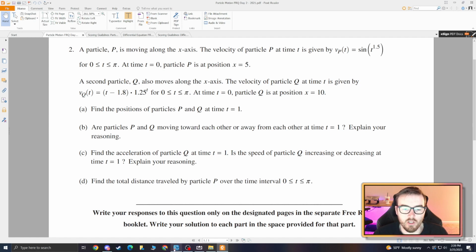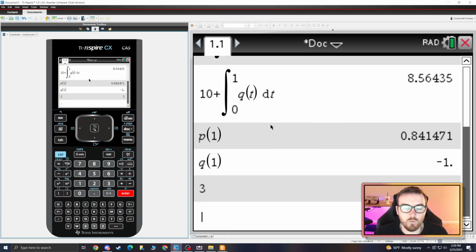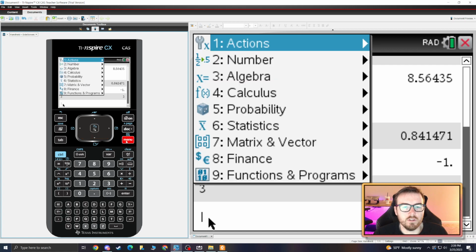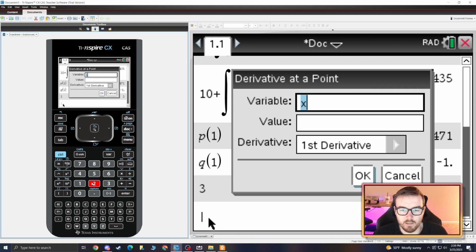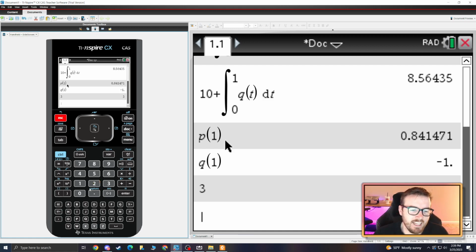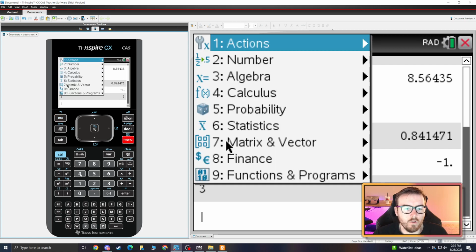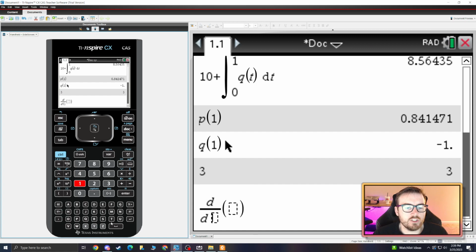We derive velocity to get acceleration, and then we want to plug in the number 1 to get the actual acceleration. So let's bring up the calculator, and we're going to derive the Q function and plug in the number 1. Now, I don't think we're going to use acceleration again in the next question. So let's use the menu for calculus, derivative at a point. Actually, I don't remember how to use this function, so I'm not going to do it. Sorry. I'm just going to do derivative. Okay, so let's derive with respect to t.